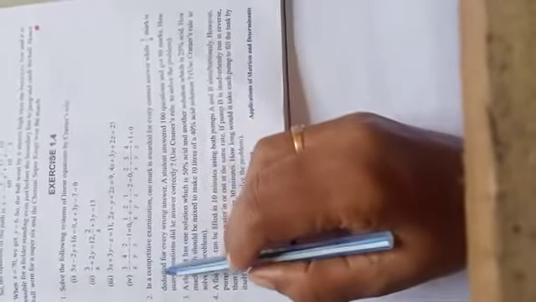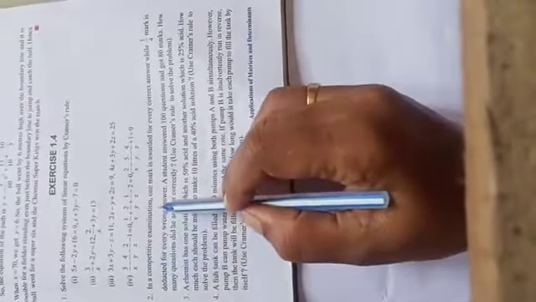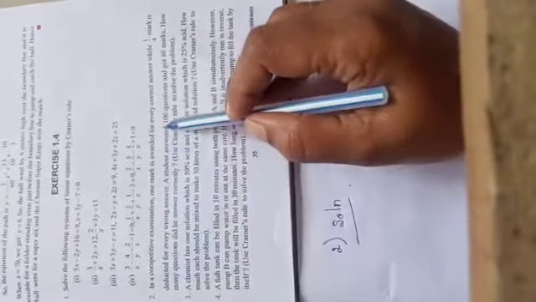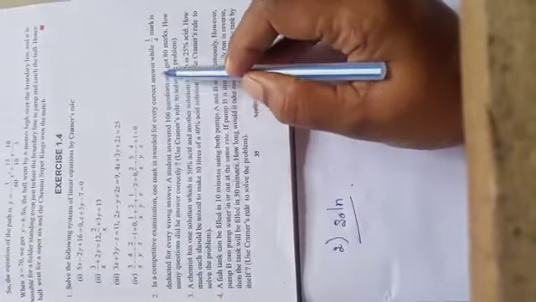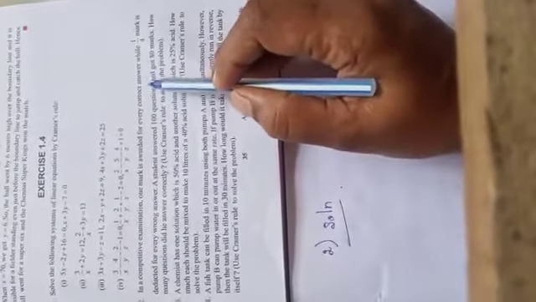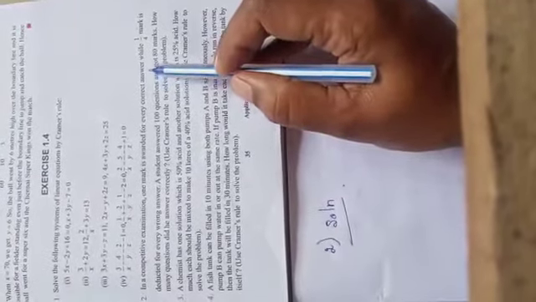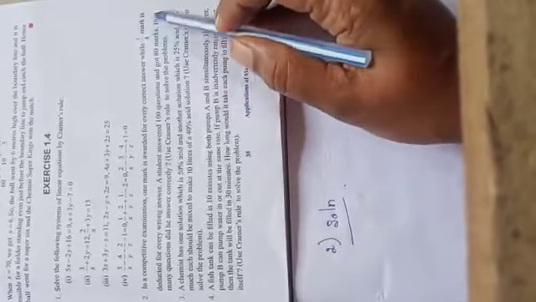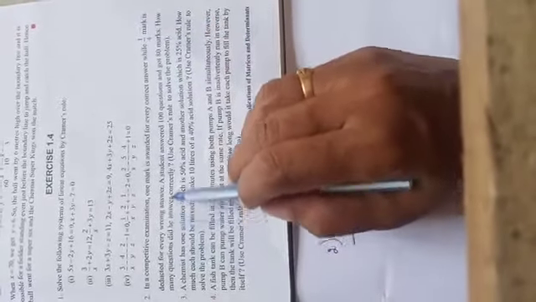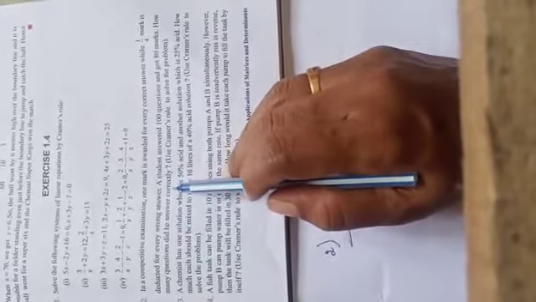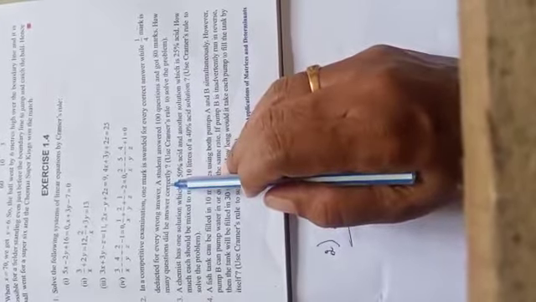Now, problem number 2. In a competitive examination, 1 mark is awarded for every correct answer, while 1/4 mark is deducted for every wrong answer. For every wrong answer, 1/4 mark will be reduced.